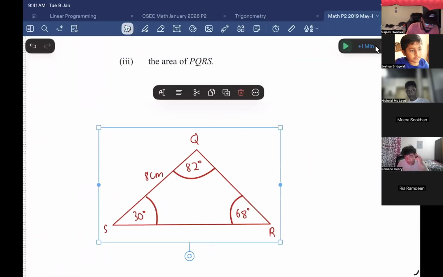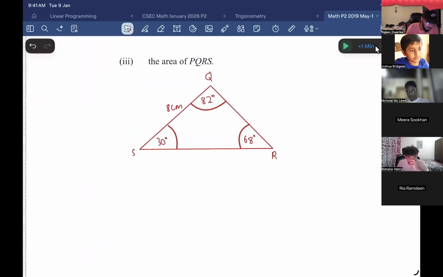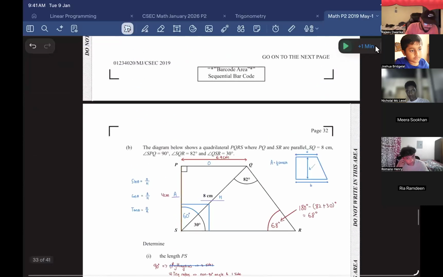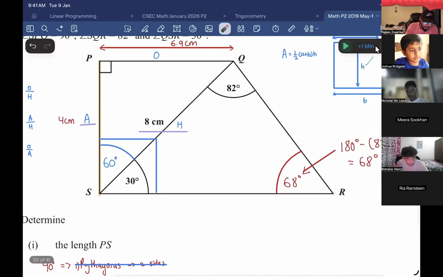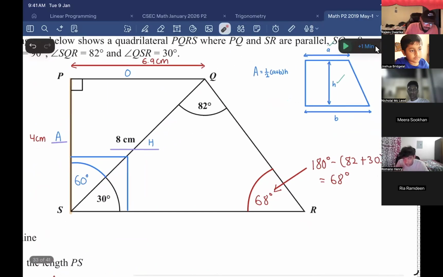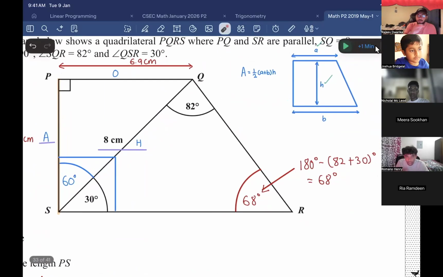This question was really tricky. You had to do a lot of thinking. Because let's be honest, guys, how many of you would have thought to find this angle, then use the sine rule to find this length, and then use the formula for the area of a trapezium? How many of you would have thought of all those steps ahead? Be honest.